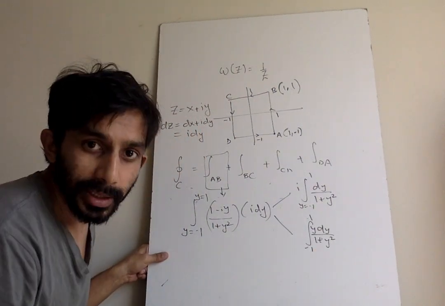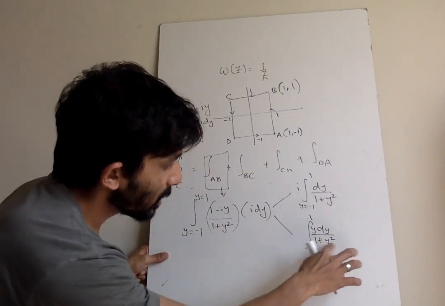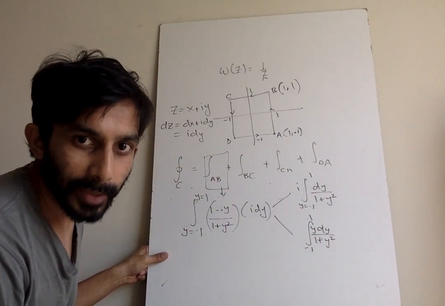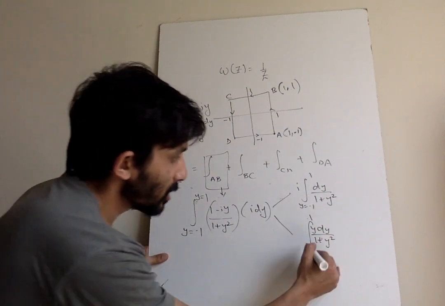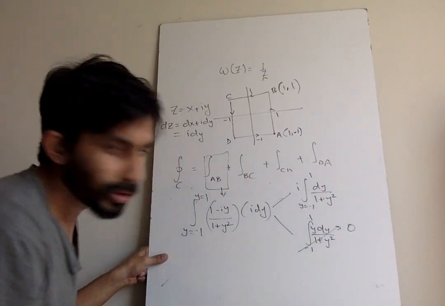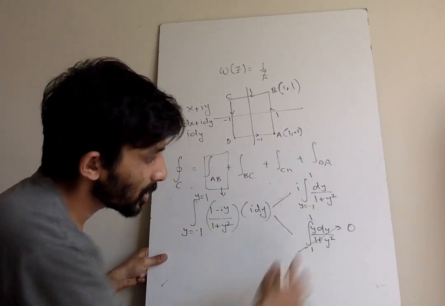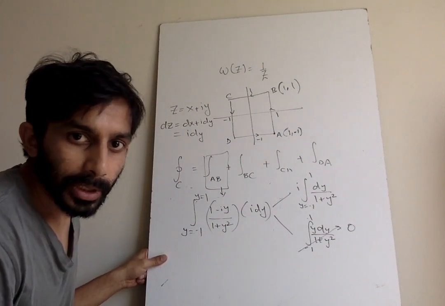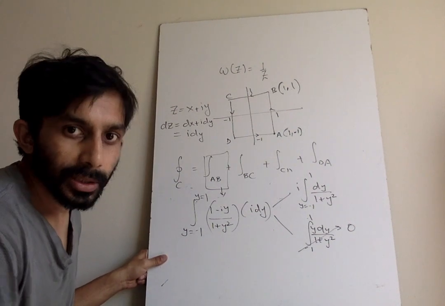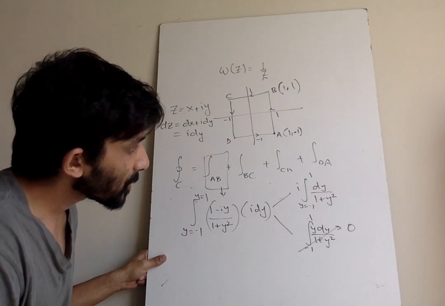Now this integral is easy, essentially because the function y divided by 1 plus y squared is odd, and you're integrating from -1 to 1. So this just evaluates to 0. You can also do this by substitution. For instance, you can substitute 1 plus y squared as some variable s, perform the integral explicitly, and check whether it indeed turns out to be 0.